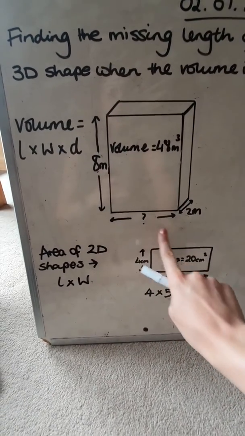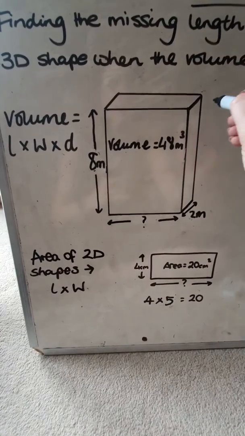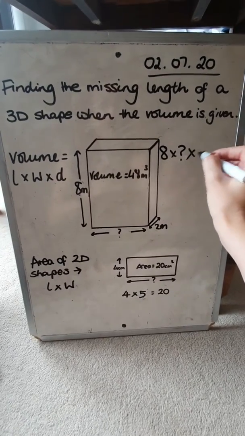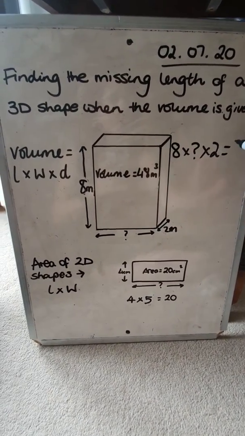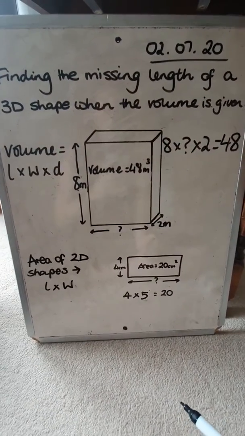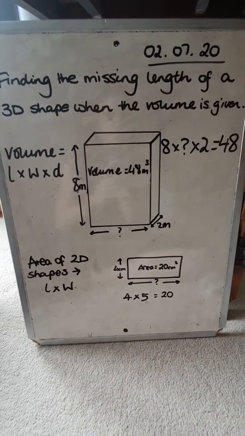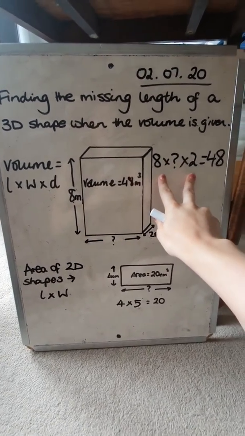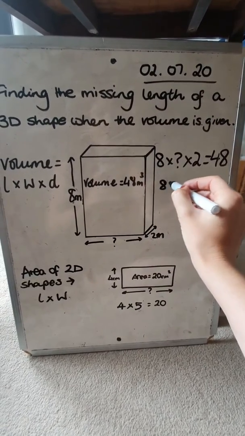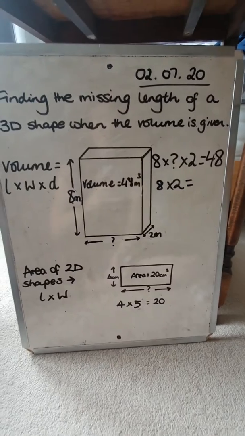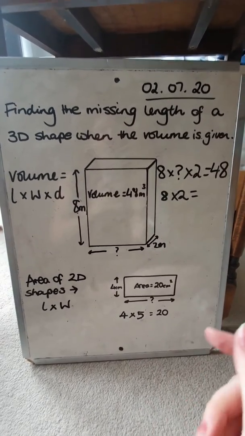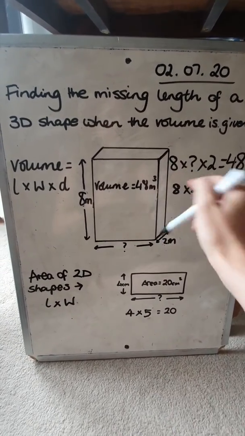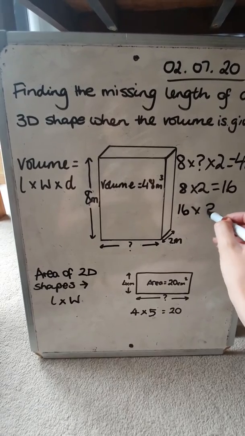So I know to find the volume, I need to times these three numbers together. So I know it's 8 times question mark times 2 equals 48. So can you remember what I told you to do just now? What's the first step you do? The first step is to multiply the two numbers you have been given. Okay, so I have been given 8 and I have been given 2. 8 times 2, multiplication facts, okay, is 16. So I know that 16 multiplied by my question mark is 48.